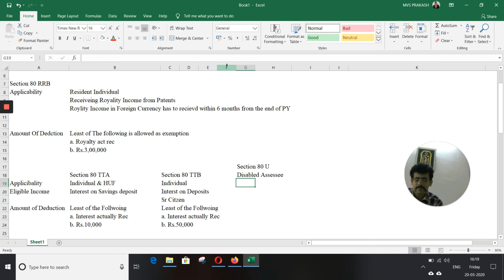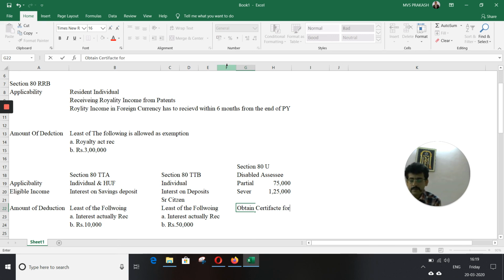What is the amount of deduction? Same as 80DD: partial and severe. In case of partial disablement, 75,000. In the case of severe disablement, 1,25,000. For this, what he has to do is obtain a certificate from a certified medical practitioner. If you obtain the certificate from a certified medical practitioner, then the assessee can take a deduction under 80U.